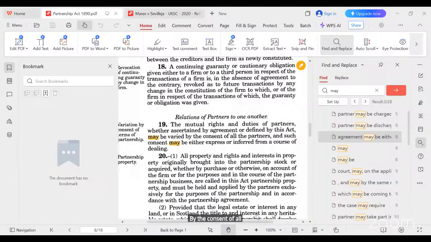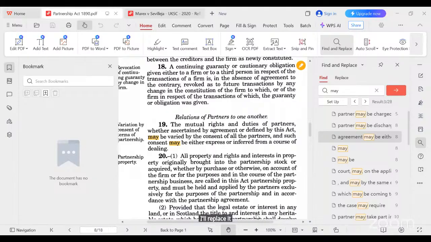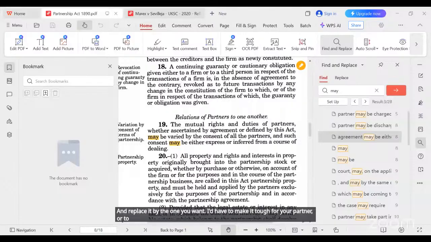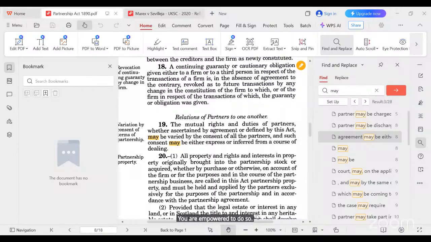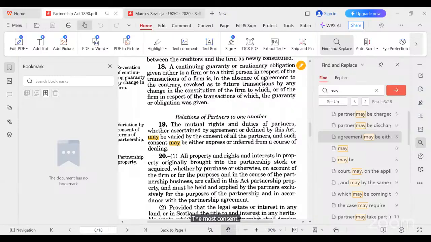The only condition here is that you are enabled to change all these rights and replace them by the one you want, either to make it tough for your partner or to make it easy for your partner. You are empowered to do so. You are enabled to do so. But in doing so, all the partners must agree. They must consent. And that consent may be expressed, or we can infer it from your conduct.